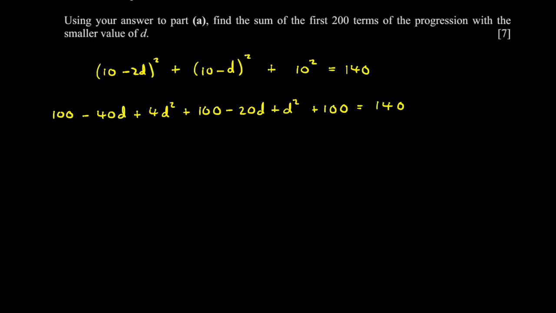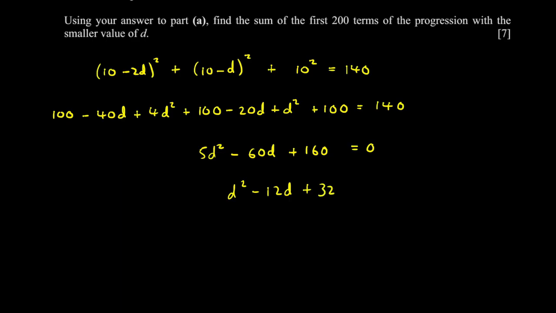Okay, and let's try to combine it. So I've got 4d squared plus d squared is 5d squared. Minus 40d minus 20d is minus 60d. And then what else have I got? I've got the 100 plus 100, which is 200, plus another 100 is 300. And I subtract the 140, which will give me 160. And that's a quadratic, and I would be well advised to divide everything through by 5. So d squared minus 12d plus 32.